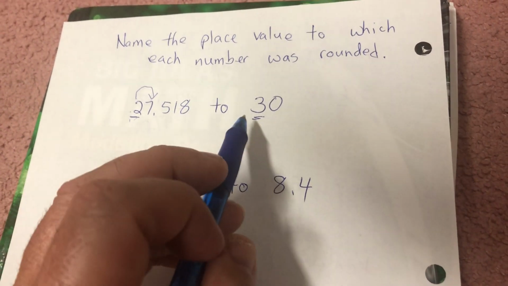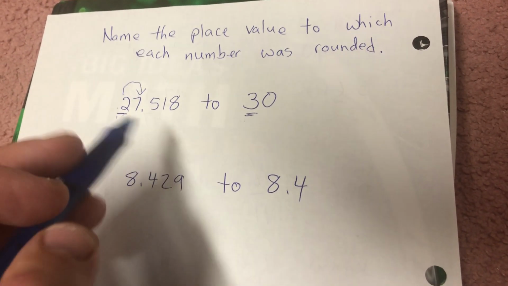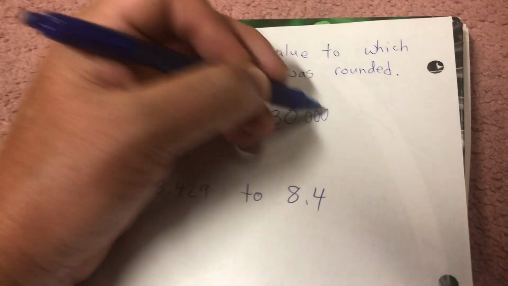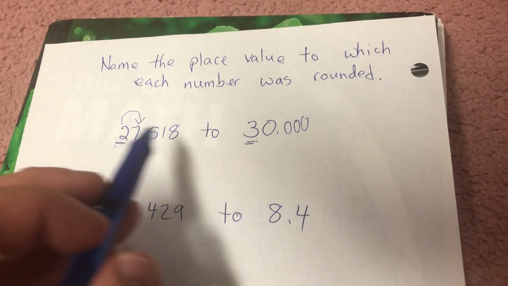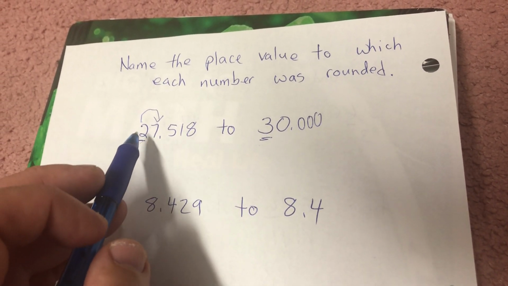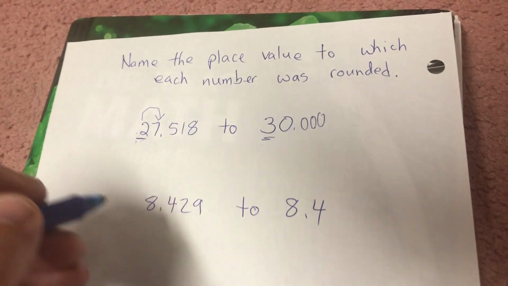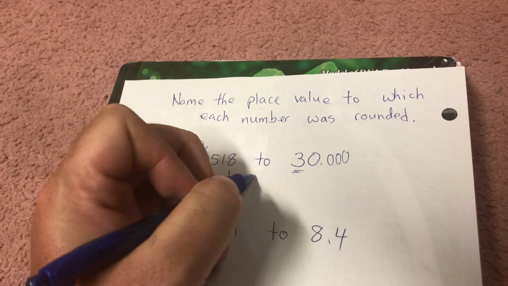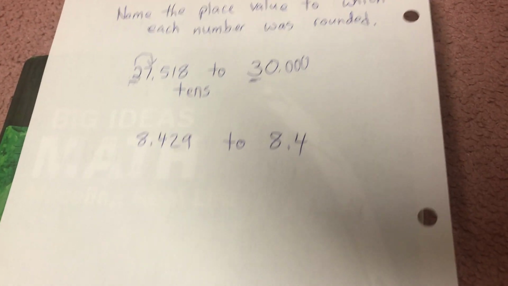Now, you could leave it as 30, but you could also add extra zeros. But the fact that we see that they rounded to the tens place, that the 7 told them to make the 2 a 3, when we name the place value, we can see very clearly that they rounded it to the tens place.